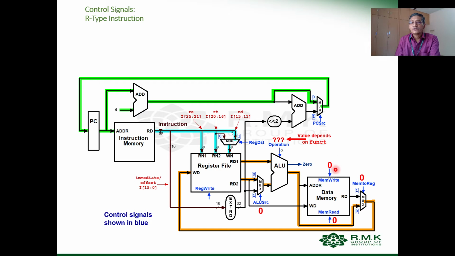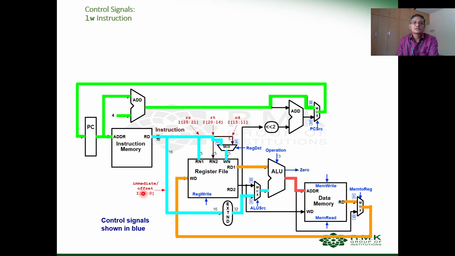Then comes memory to register, which is also 0, because we are not going to read from or write anything to memory. Register destination is 1, definitely, because the final value should be stored in the register. The register write signal is also asserted, that is 1. And PC source is 0, because we are not going to use the branch instruction. It is an arithmetic instruction.